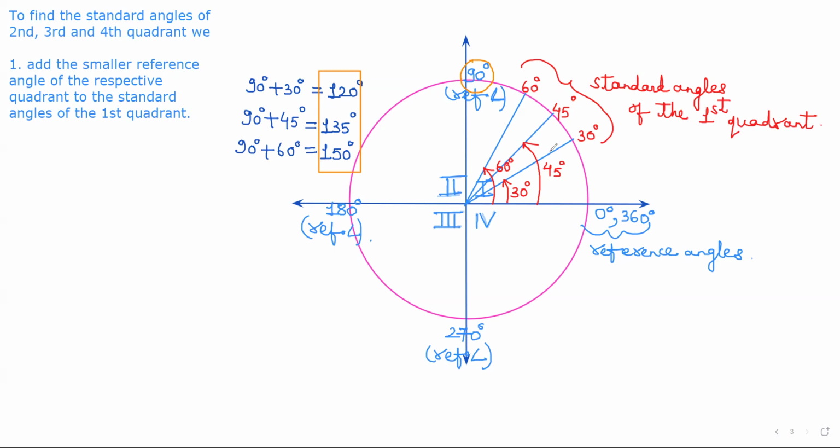No, sir, I thought we have to sum up the 60, 45 and 30, and then add 90. No, no, Harshit, you have to do what is written. Is it clear now? Yes, sir. Very good, shabash.